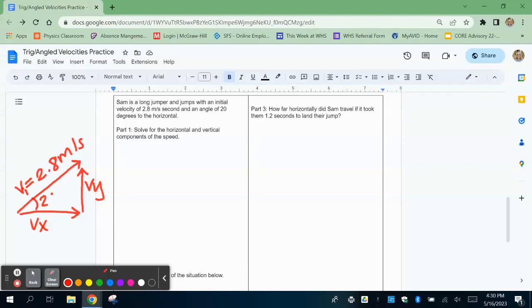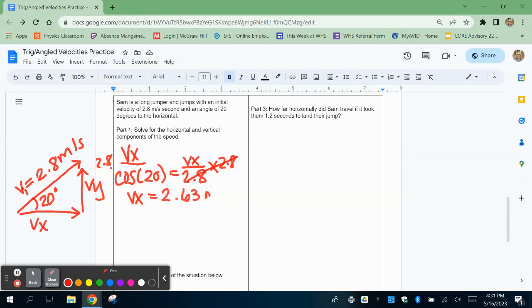And this is 20 degrees here. So Vx is what we're going to solve for first. Vx is adjacent, so we're going to use the cosine of 20 equals adjacent Vx divided by hypotenuse 2.8. Multiply both sides by 2.8, and I get Vx equals 2.8 times the cosine of 20. And I should get Vx is 2.63 meters per second.